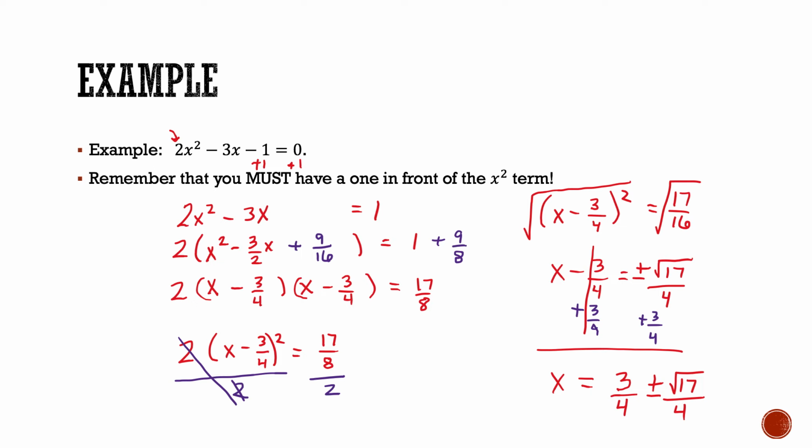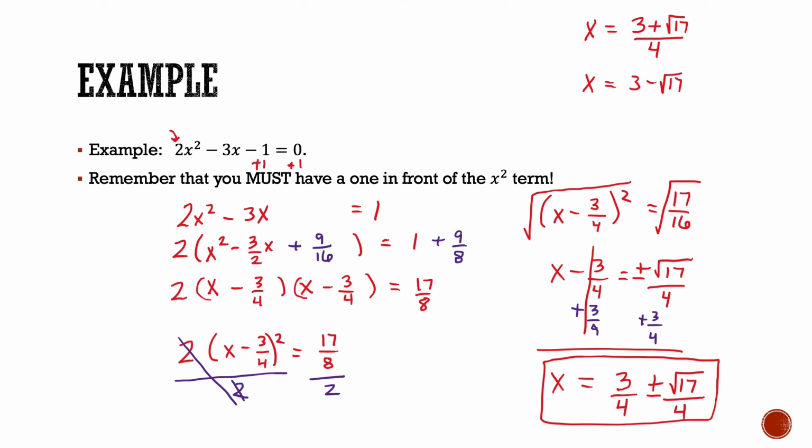I can't really do anything to simplify them, so your options would be you could leave it pretty much like this, realizing that you have two answers right there. Or if you wanted to, you could break it up and you could say one of your solutions would be 3 plus the square root of 17. The denominators are the same, so I'm just going to write it over 4. And another solution would be 3 minus the square root of 17 over 4. So either way is fine there for showing your two solutions.